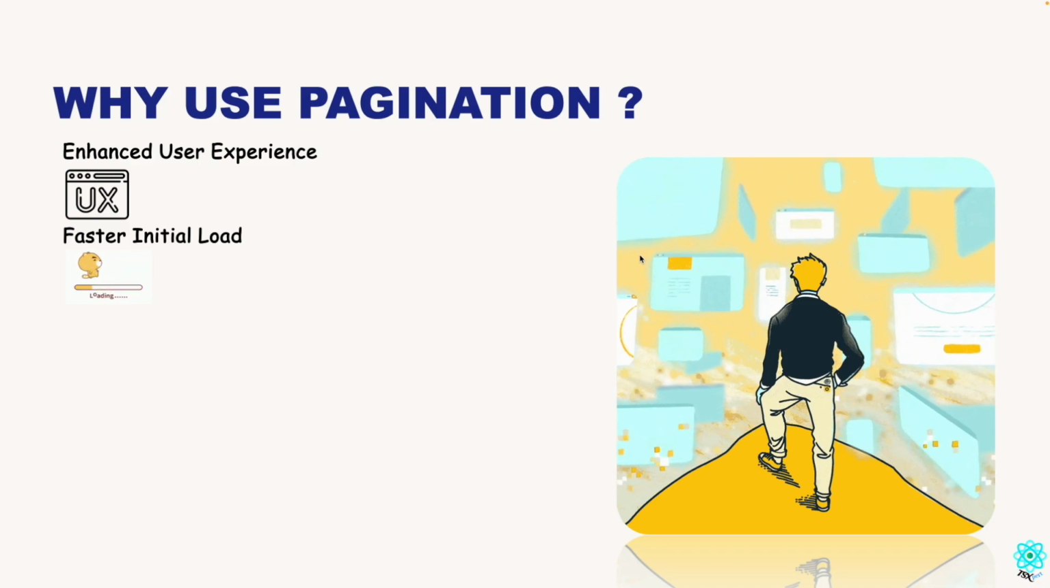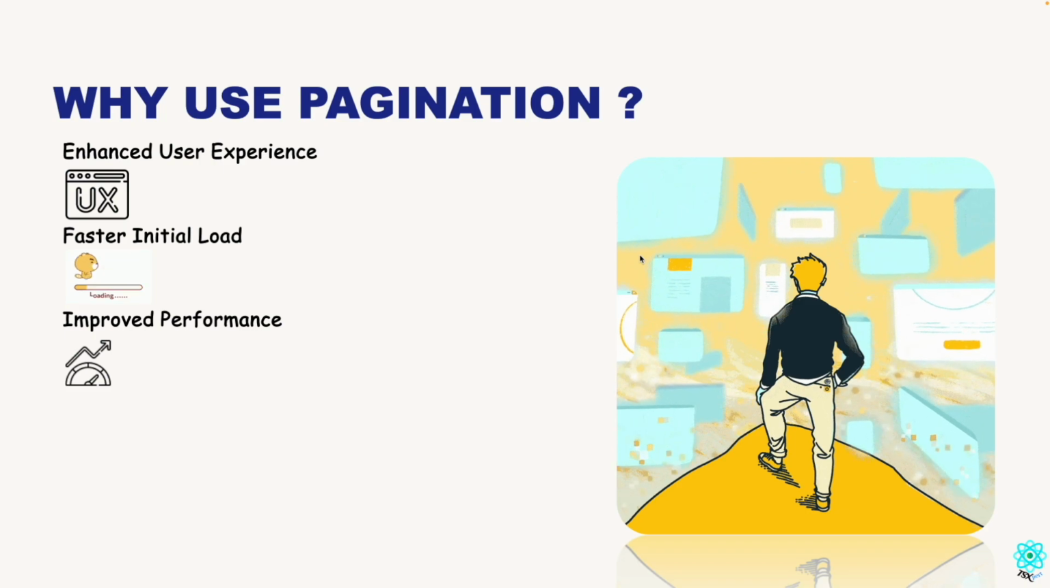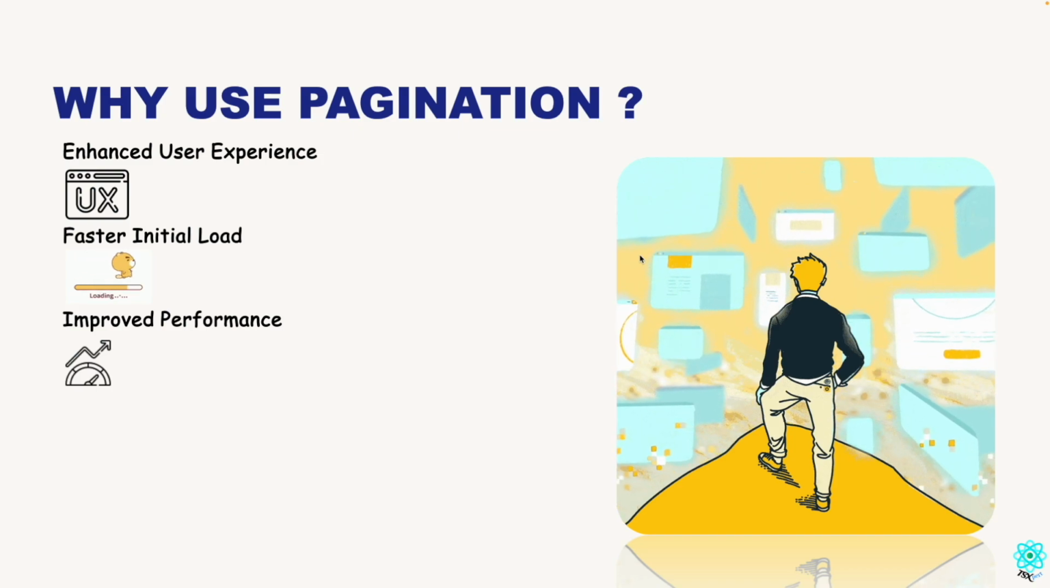It also improves performance when we are rendering a large number of elements in the DOM. The DOM can slow down your application's performance. So by using pagination, we limit the number of elements being displayed at once, which results in smoother scrolling and a more responsive UI.